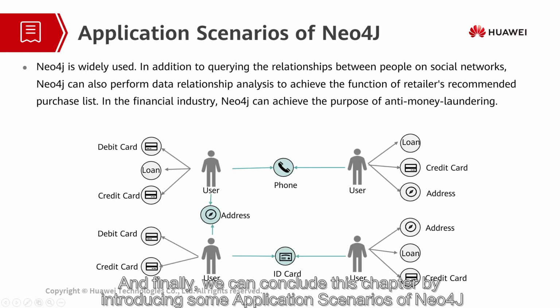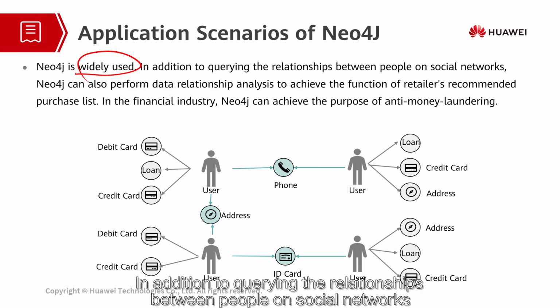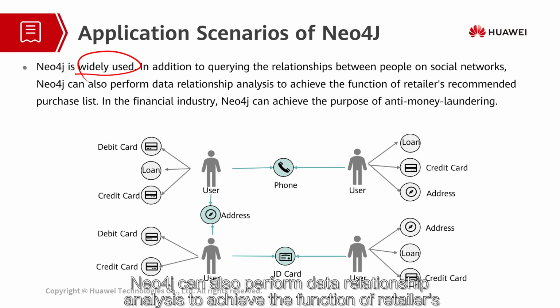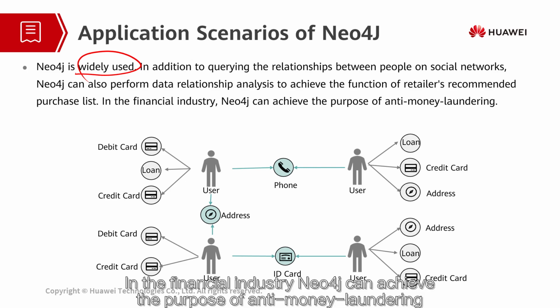And finally, we can conclude this chapter by introducing some application scenarios of Neo4j. As we can see, Neo4j is widely used in industry. In addition to querying the relationships between people on social networks, Neo4j can also perform data relationship analysis to achieve the function of retailers' recommended purchase list. In the financial industry, Neo4j can achieve the purpose of anti-money laundering.